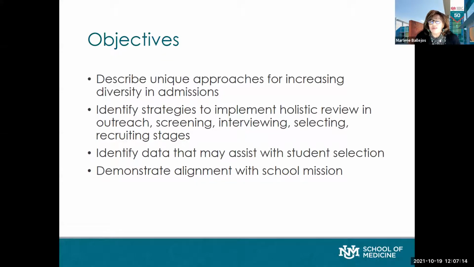So today we have a few objectives. We want to provide an opportunity to hear some unique approaches for increasing diversity in the admissions process. This can also be used in GME and combined BA/MD and different forms of selection process. And really to think differently about strategies to implement it at various stages of the admissions process. So we're going to think about data you may already have that may provide some insight into the student selection process, and then demonstrate some alignment with your school mission.